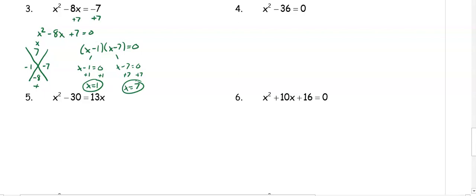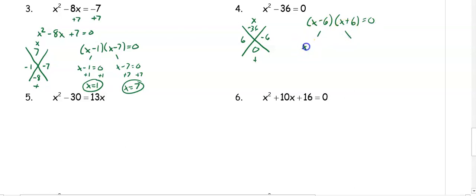In number 4, we have x squared minus 36 is equal to 0. So we want two numbers that multiply to negative 36, but because there is no middle term, we want them to add to 0. So we want the same number. Remember that 36 is a perfect square, so the square root of 36 is 6. So we want to use positive 6 and negative 6. So x minus 6 and x plus 6 equals 0.